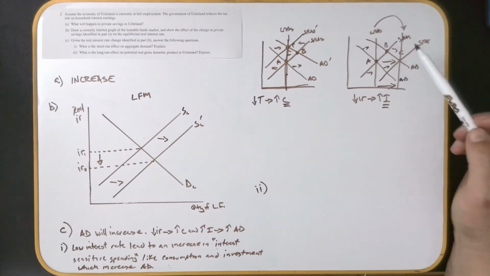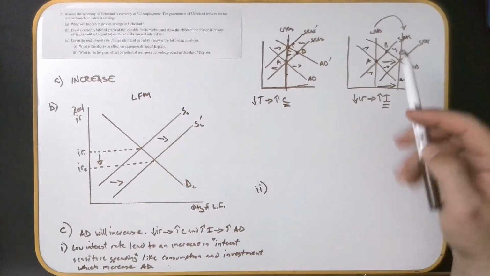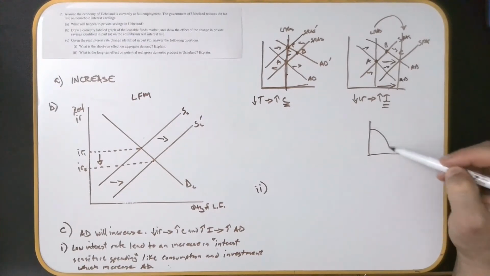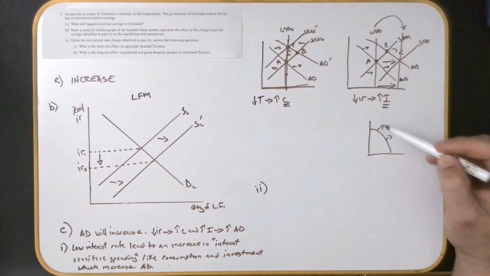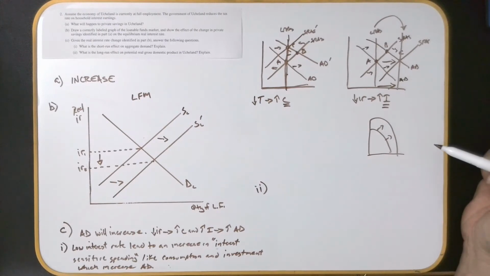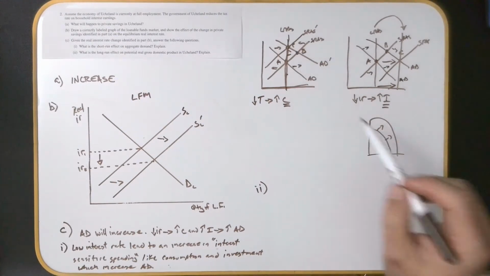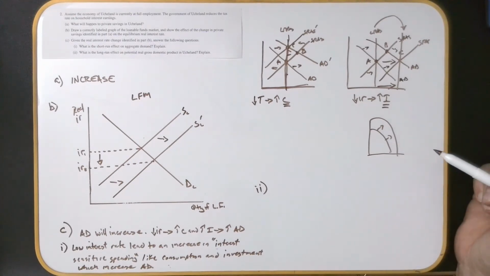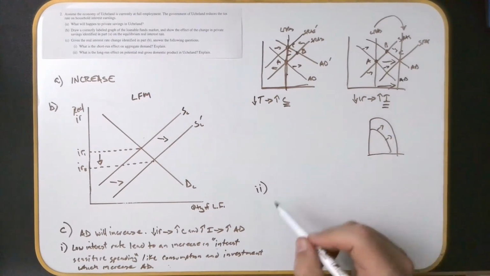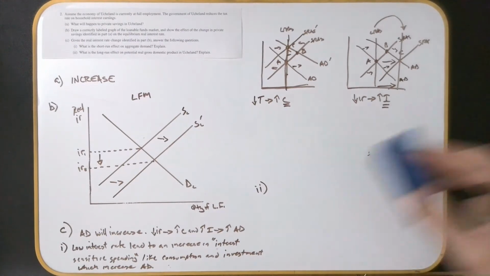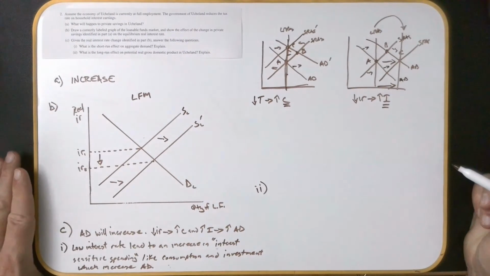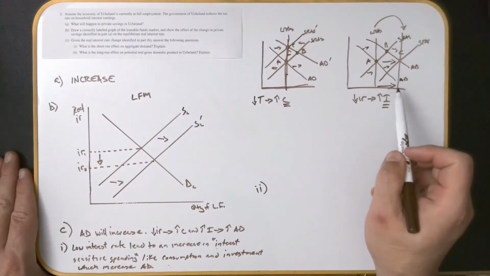And so this right here, what I just drew, this is the PPF growing. We want a bigger PPF. Versus this one, this is just sort of, you were just hot for a second and came back. Okay, so these are the differences. So part 2 of the question is saying, what is the long-run effect on potential real GDP? It's going to get bigger.